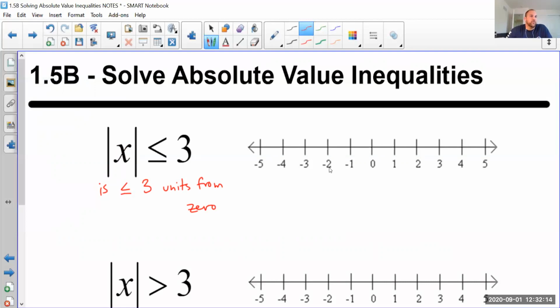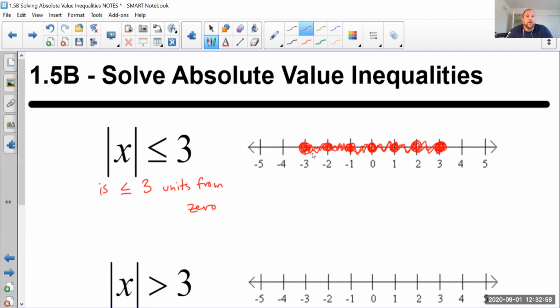And so when we do this, if we thought about this just in terms of what numbers it works for, less than or equal to 3 units from 0, we're saying, okay, -3 is less than or equal to 3 units from 0. +3 is less than or equal to 3 units from 0. 2 is less than or equal to 3 units from 0. 1, -1 is less than 3 units from 0. -2 is less than 3 units from 0. 0 is less than 3 units from 0. And so technically all of the numbers that would be less than or equal to 3 units from 0 are going to end up being all of these numbers here.